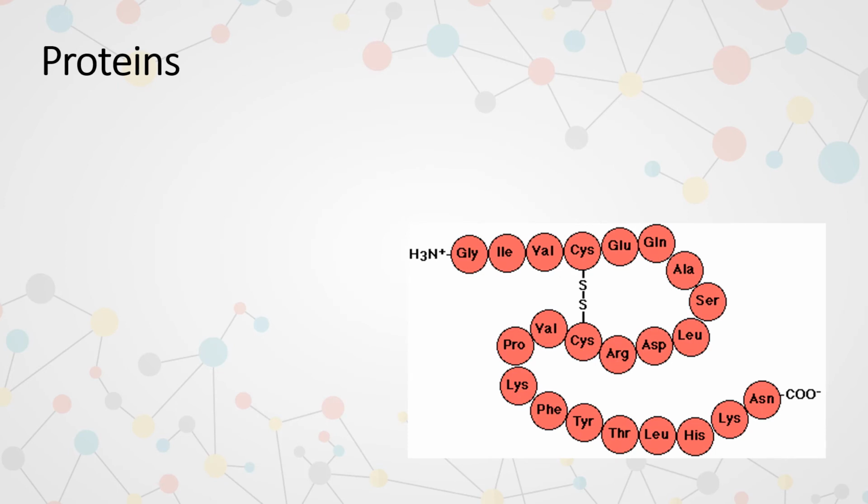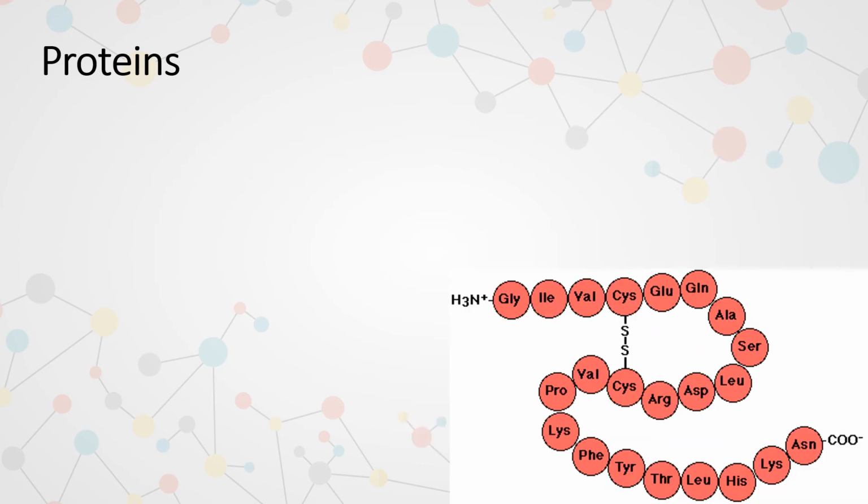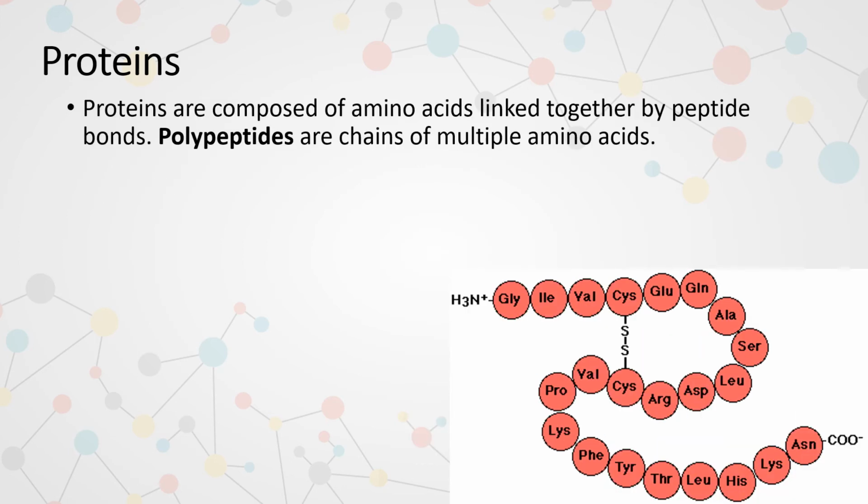Another main class of organic compounds is what we call proteins. Proteins consist of hydrogen, oxygen, carbon, and nitrogen atoms. Some proteins contain other atoms such as sulfur, phosphorus, iron, copper, or magnesium. Proteins are composed of amino acids linked together by peptide bonds.